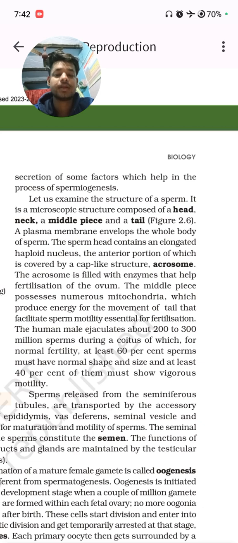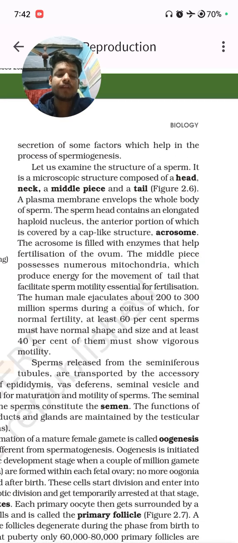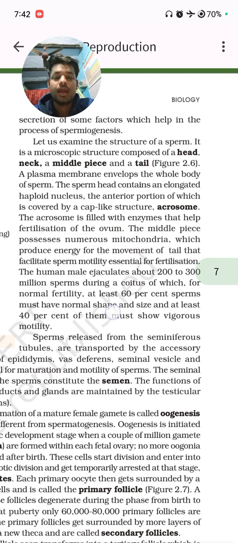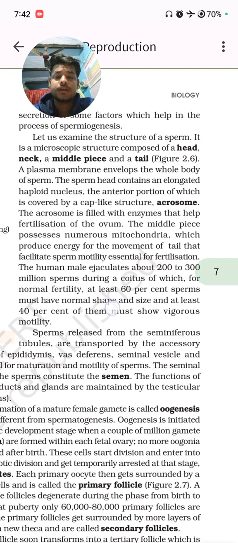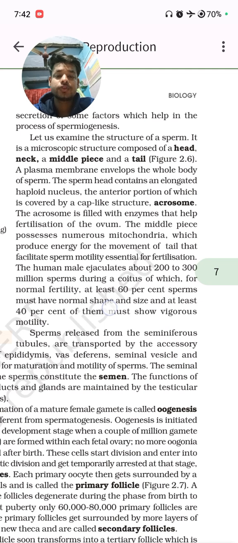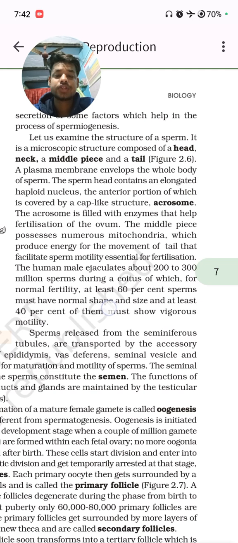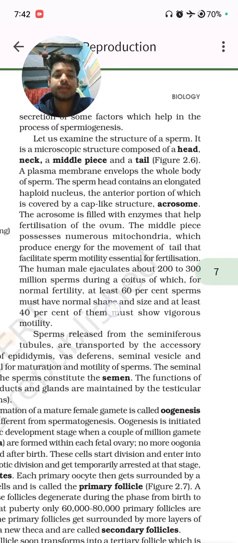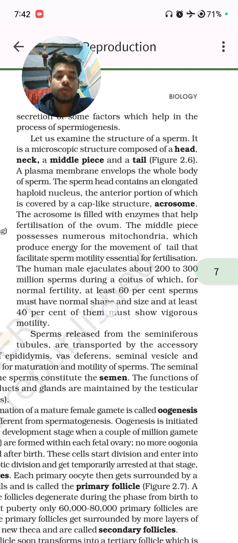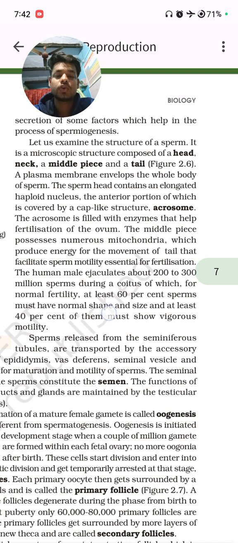Let us examine the structure of a sperm. It is a microscopic structure composed of a head, neck, a middle piece, and a tail. Figure 2.6. A plasma membrane envelops the whole body of the sperm. The head contains an elongated haploid nucleus, the anterior portion of which is covered by a cap-like structure, the acrosome. The acrosome is filled with enzymes that help in fertilization of the ovum. The middle piece possesses numerous mitochondria which produce energy for the movement of the tail that facilitates sperm motility essential for fertilization.